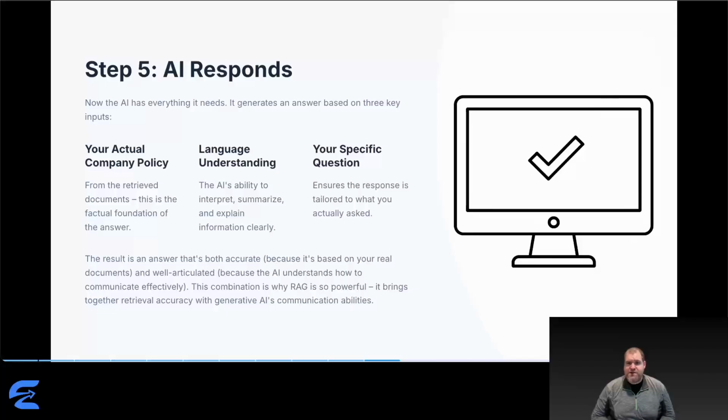It's not just regurgitating your policy document word for word like a database query would. And it's not just making things up like pure generative AI might. It's combining retrieval accuracy with generative AI's communication abilities. This combination is why RAG has become so essential for business AI applications. You get the reliability of search plus the intelligence of AI generation.